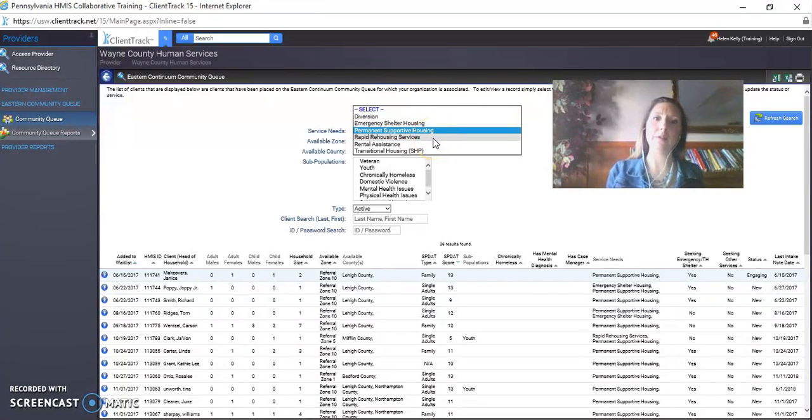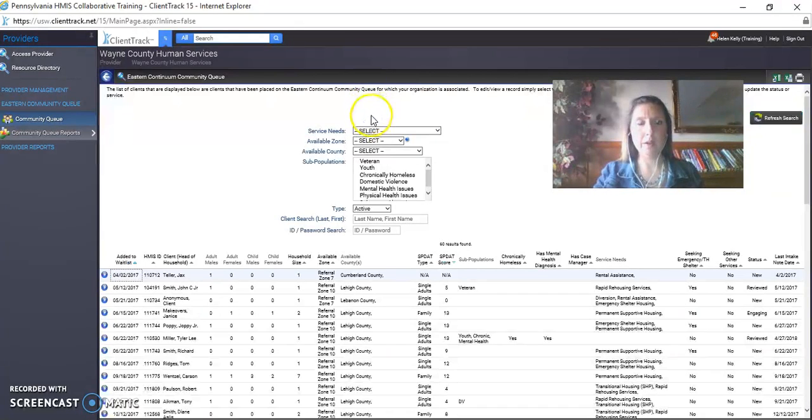Same thing with rapid rehousing. You might have enough funding available to serve a higher acuity, especially if you don't have anyone enrolling in your program right now at this time. So if you had the means and the ability to do so, you could serve up. And I just wanted to point out that you would miss out on those populations if you just looked strictly at your own service type. So we're going to leave that empty for now.